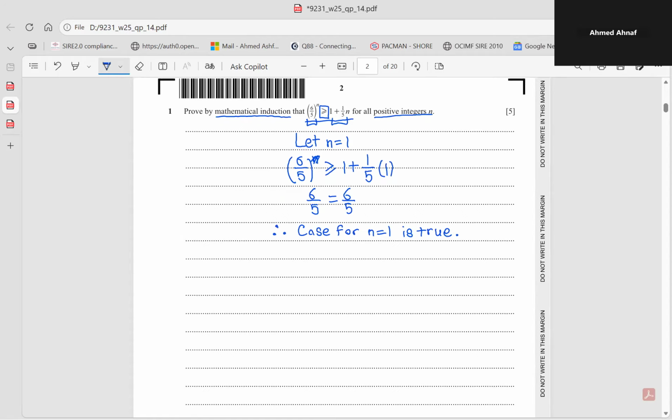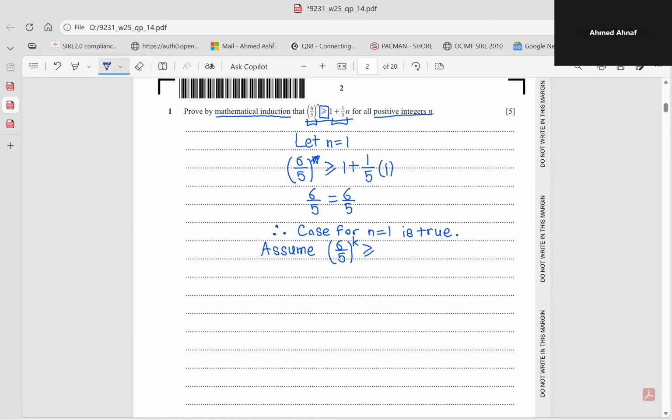And now the second step for any proof by mathematical induction question is to make an assumption. So you have to write this in the form of a statement. So you just write assume that the statement, in our case, is 6 over 5 to the power of n, more than or equals to, wait, sorry, not n. It's better to use a different letter in this case. Usually, I like to use K, but you can use any other letter.